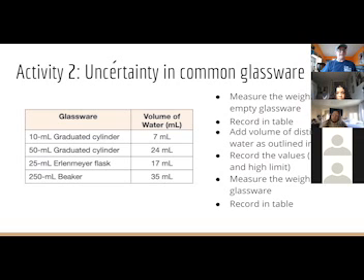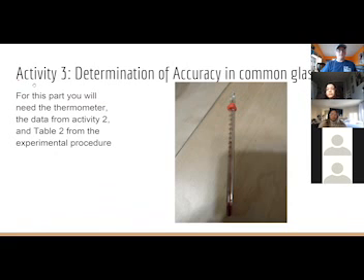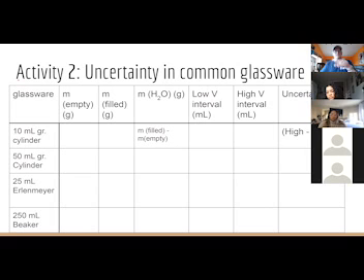Let's have a look at the last table. So we have our empty mass, filled mass, and mass of the water. What you think the lowest volume possible is, based on your eyeballing of it, and what's the highest it could be? And that difference will give you your uncertainty, okay?